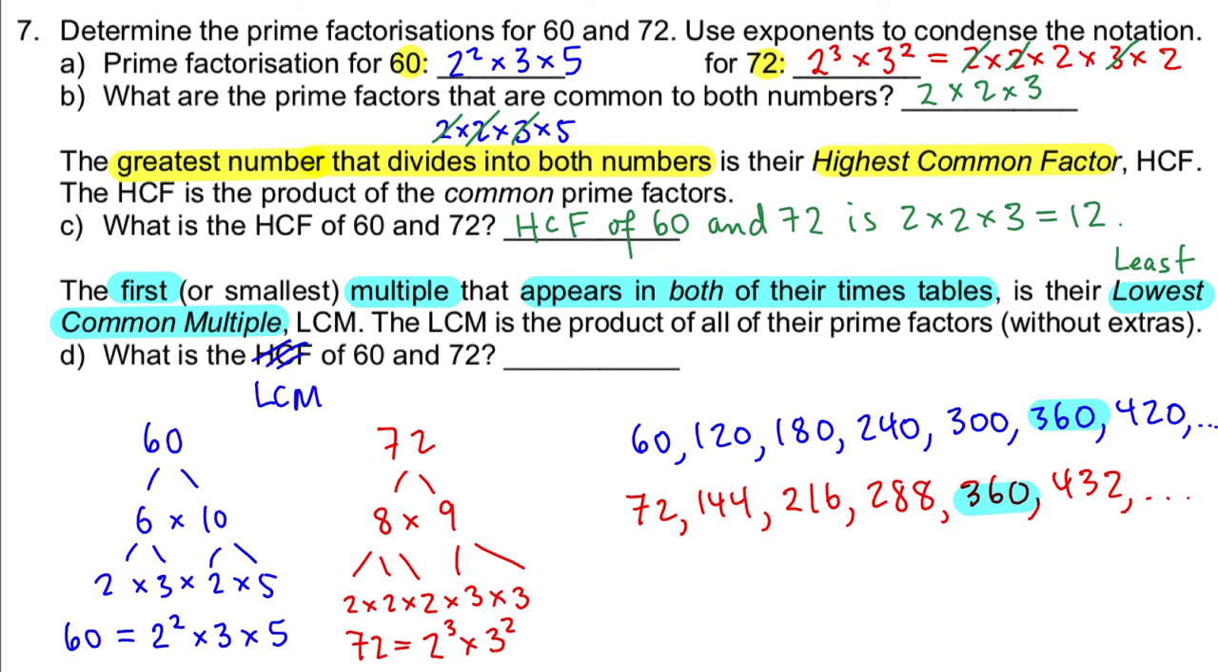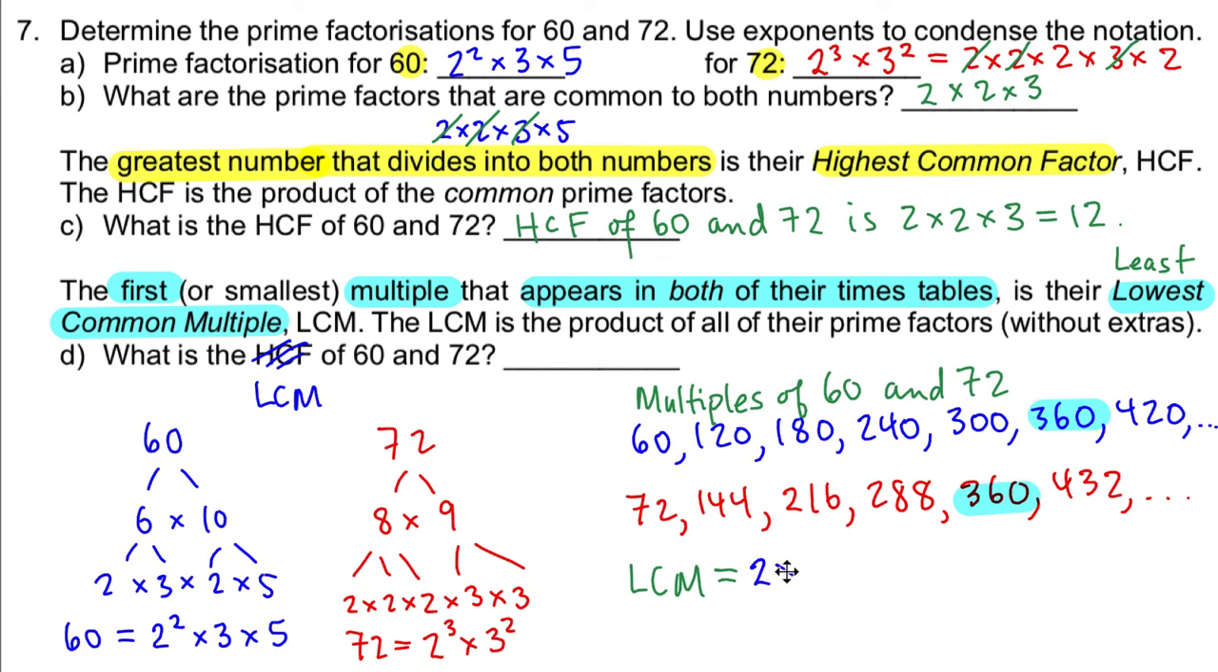I'm just going to write those in words above here. Multiples, like the times tables, of 60 and 72. So how can we use the prime factors of 60 and the prime factors of 72 to come up with this number? Well, the 360 is going to be a product of all of the factors. So for the lowest common multiple, what I'm going to do is write down all of the factors of either the blue number or the red number. And I guess I'll do the blue number because it comes first.